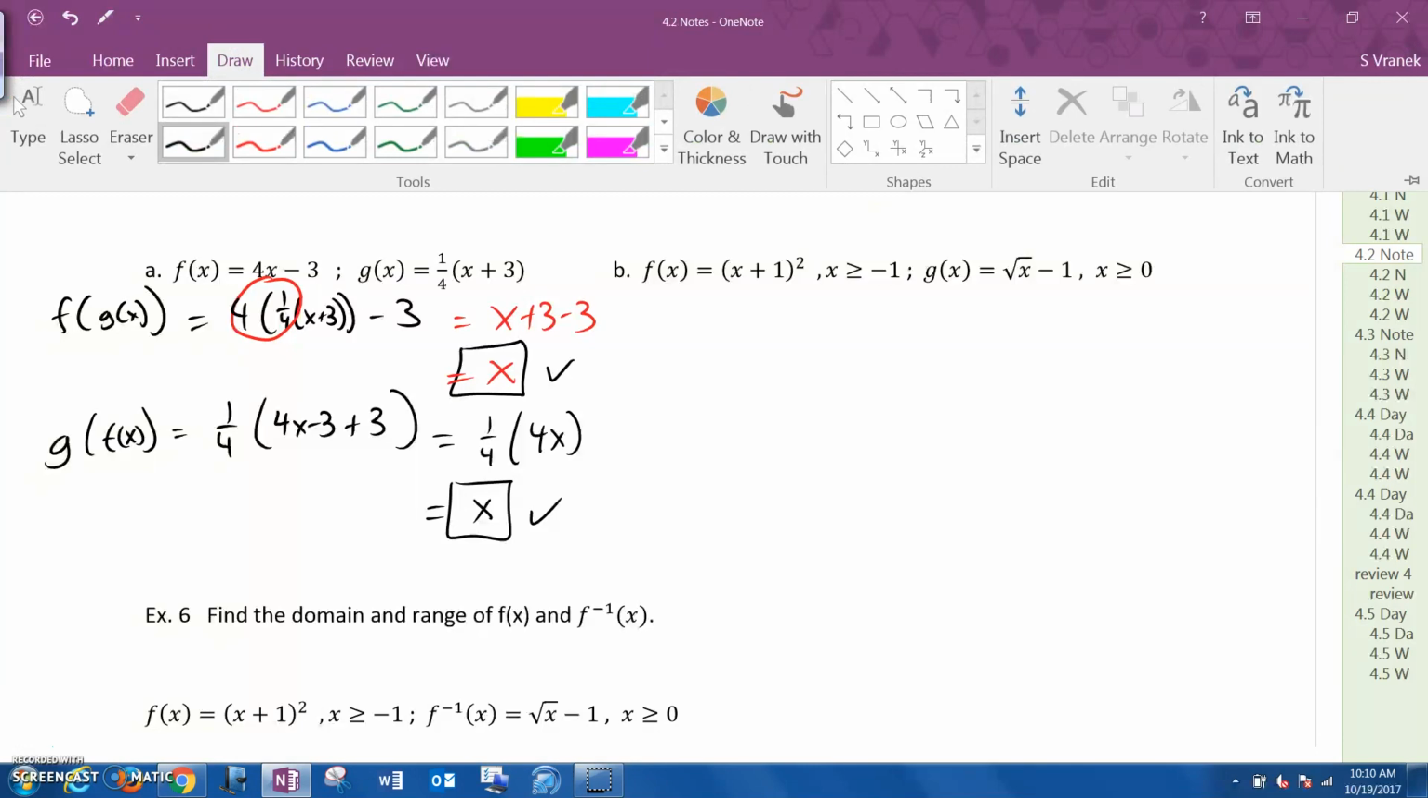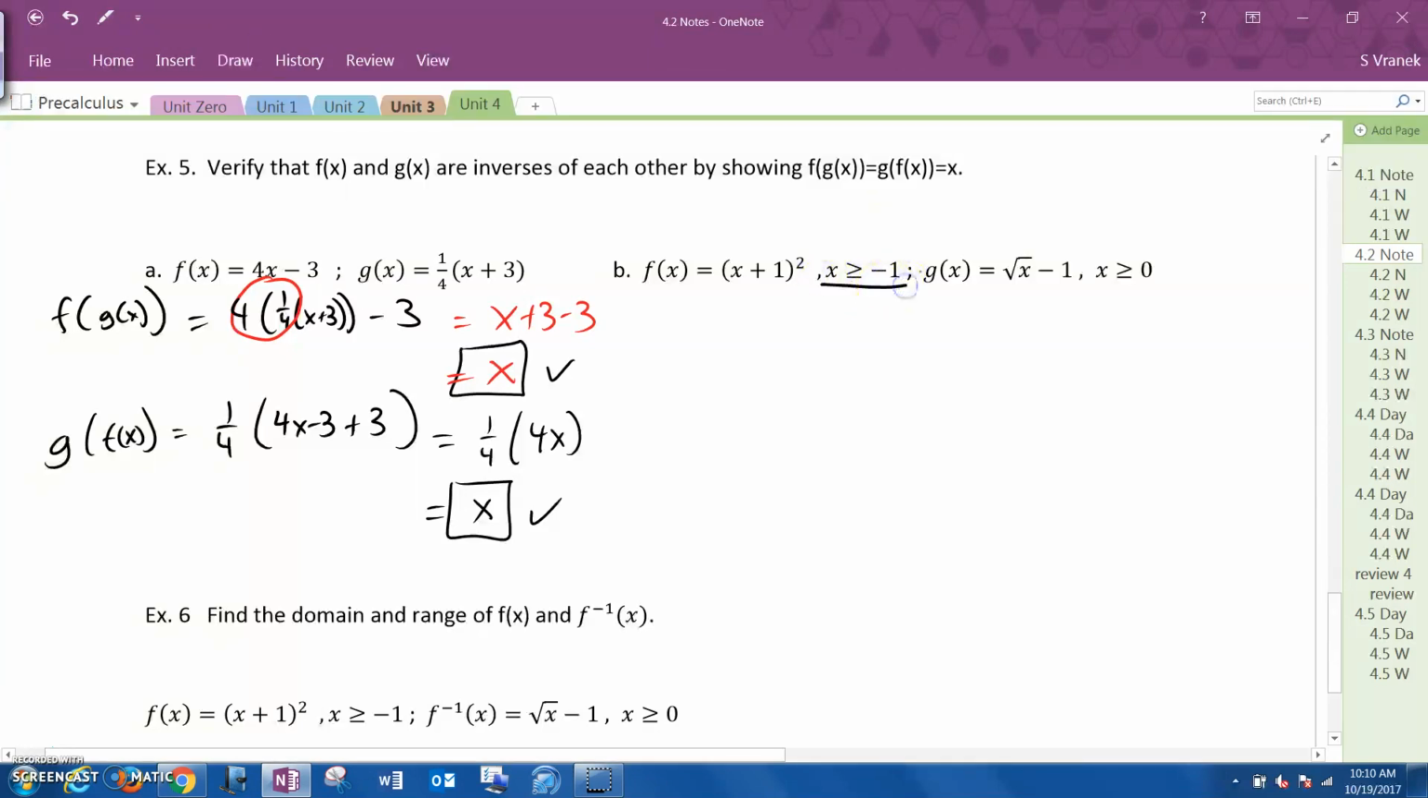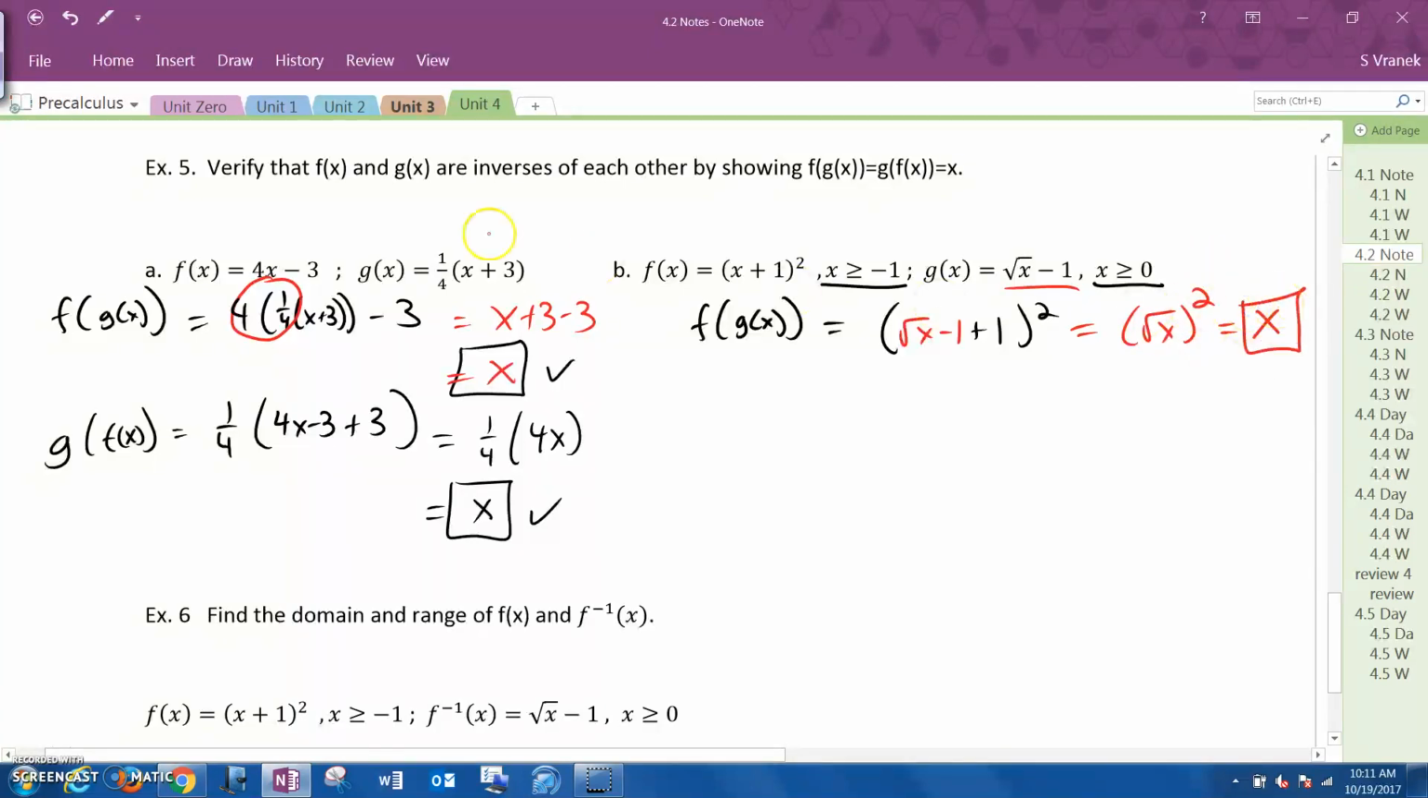Let's do it one more time. This time, this is just telling you the domain of the problem. It doesn't matter for this part here. So if I do f of g of x, I have x as my outside one, so then there's a blank plus 1 squared. What am I putting in that blank? I'm putting g of x in. Root x minus 1. So if you notice inside here, the 1's cancel, so we're left with square root of x squared, which turns that just into x, so that is good.